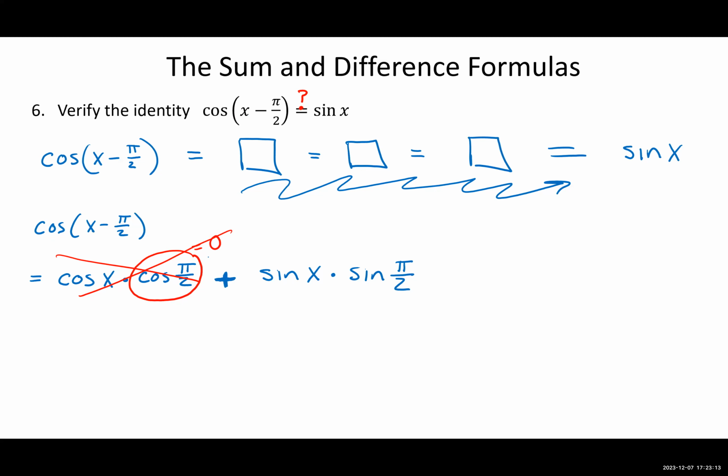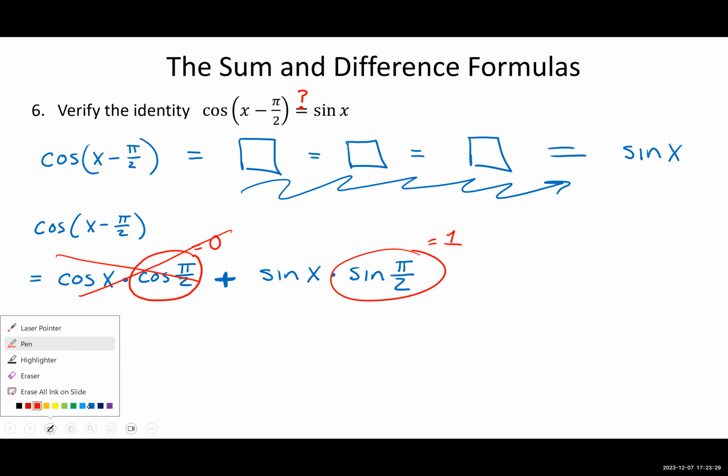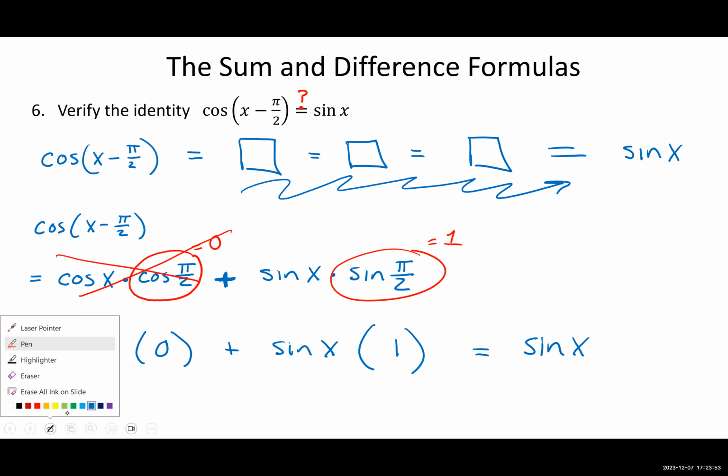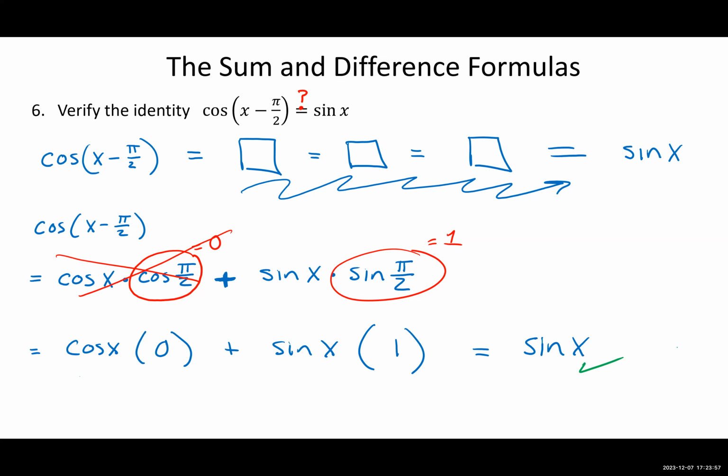So cosine of x times cosine of pi over 2 is 0, plus sine of x times sine of pi over 2. What is the sine of pi over 2? Well, that is equal to 1. So we get the cosine of x times 0 plus the sine of x times 1. One times anything is itself. So this is the sine of x. Pretty straightforward. Once we apply the formula, it falls right into place in just one or two steps. Again, these verify the identity problems do get much more complicated. This one was a pretty straightforward one as far as these verify problems go.